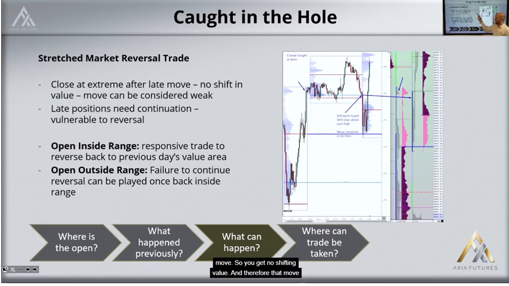So you get no shift in value, and therefore that move can be considered weak. If we look at the profile here, what you end up with is value down here, so we're looking at this cash session, value lower, followed by this late drive towards the upside. Distinct lack of volume in this last move. We do jam some volume to the high. That's quite typical for the S&P, but often for other markets you will see this very light move up.